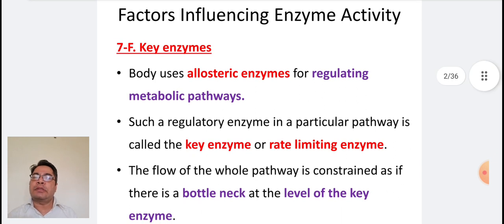The body utilizes allosteric enzymes for regulating metabolic pathways. Such a regulatory enzyme in a particular pathway is called a key enzyme or rate limiting enzyme. The flow of the whole pathway is considered as if there is a bottleneck at the level of the enzyme.